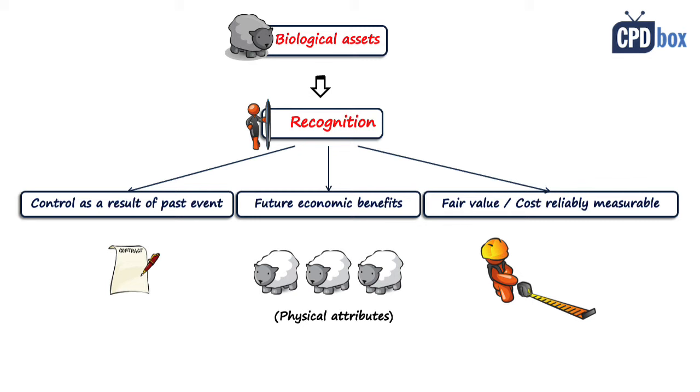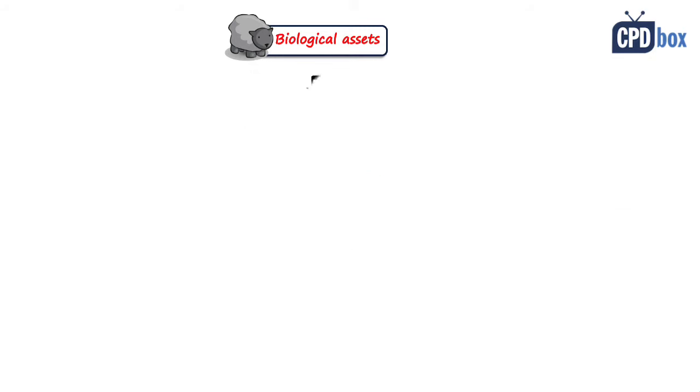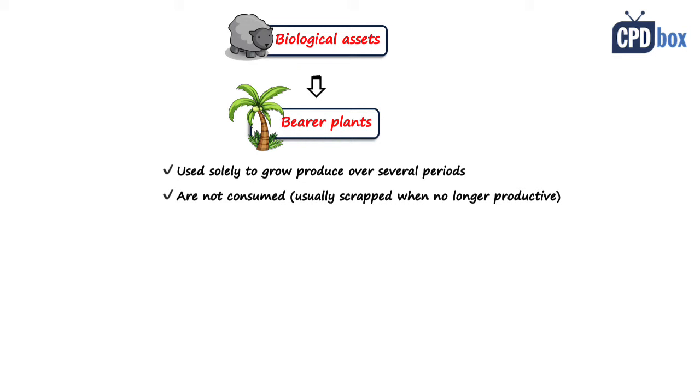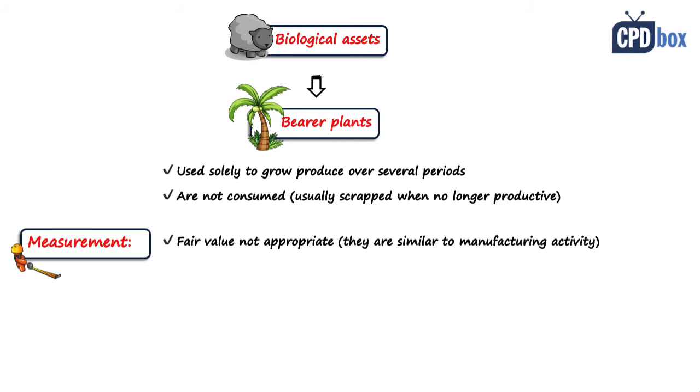So let's firstly explain the accounting for bearer plants. Careful, you can have also bearer animals, but we are focusing on bearer plants now, not bearer animals. Bearer plants are those that are used solely to grow produce over several periods, for example, apple trees or grape vines, and also they are not consumed, and when they are no longer productive, they are scrapped. How should we measure bearer plants? Well, there are debates all around the place about them because the fair value is not appropriate in this case.